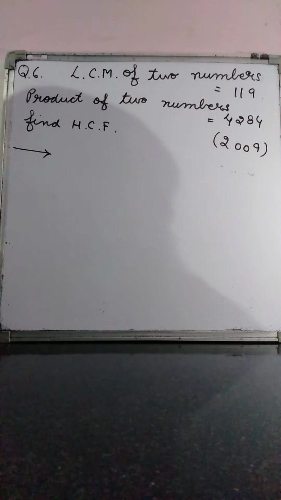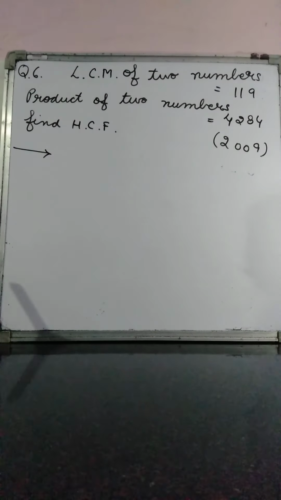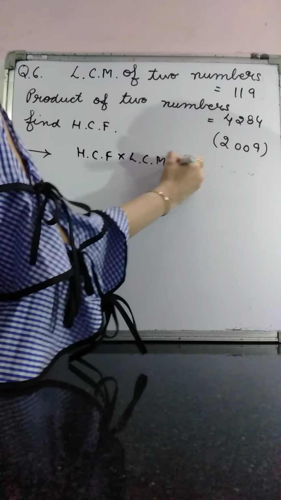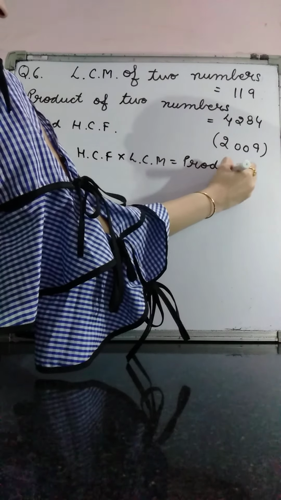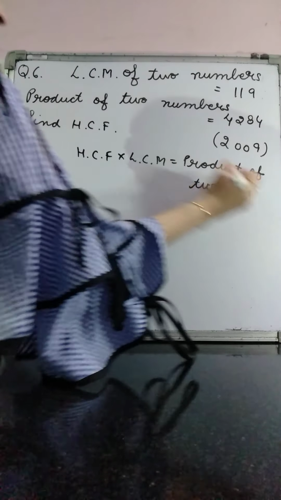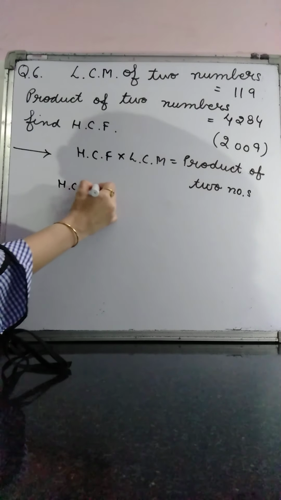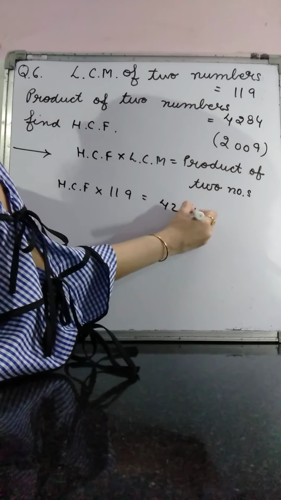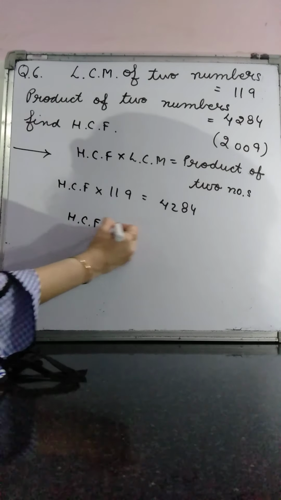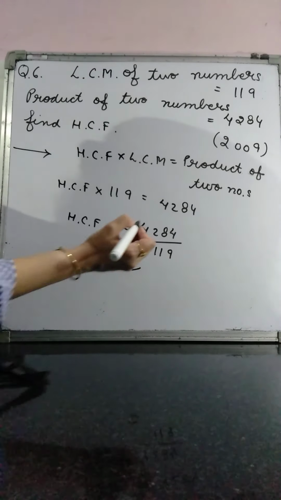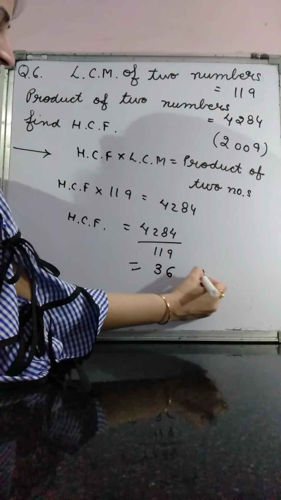Now the next question is LCM of two numbers is 119, product of two numbers is 4284. Find their HCF. HCF into LCM is equal to product of two numbers. HCF we have to find out, and for LCM substitute value 119. HCF is equal to 4284 divided by 119. It comes out to be 36. Answer.